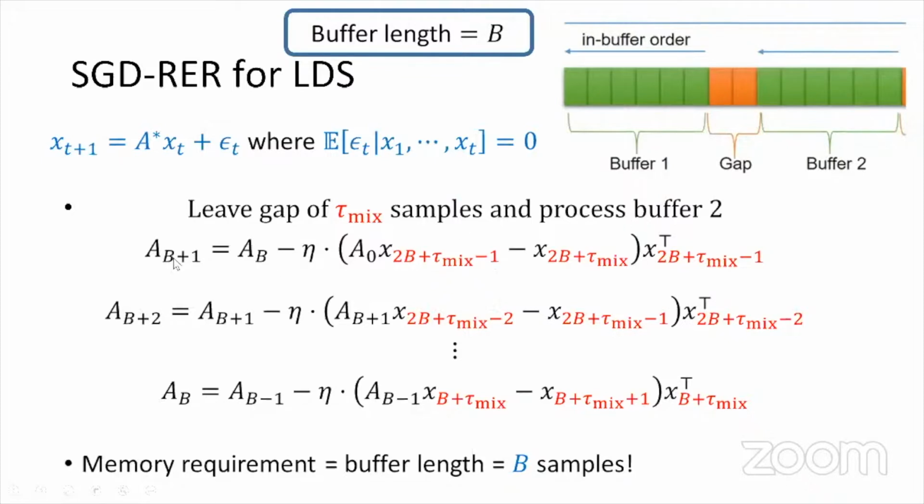Now we get AB plus 1 to be the gradient descent at AB, where we use the stochastic gradient computed using these two samples, which are the end of buffer 2. So this is T mix, and this is B, and this is B. So this is 2B plus T mix, which is going to be this sample, and then the previous one, 2B plus T mix minus 1. And then we keep processing these samples, and then we get A2B. As I mentioned, the memory requirement here is going to be the total buffer length, which is B samples.